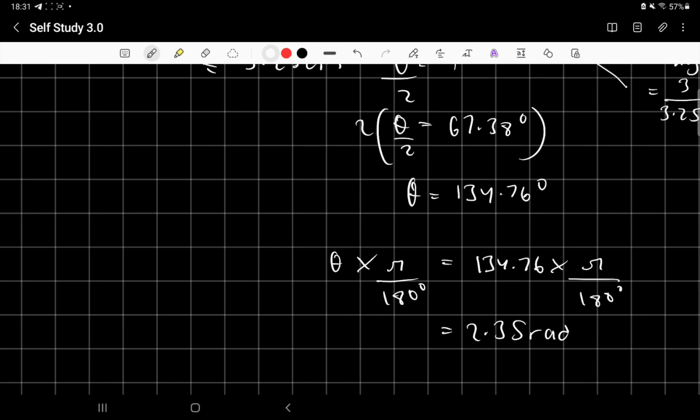So, well, I got the answer. Now I want to check whether it is correct or incorrect. It should be 2.35. I'd recommend using more decimal points, but it depends. If you want to take more decimal points, then you may. Okay.